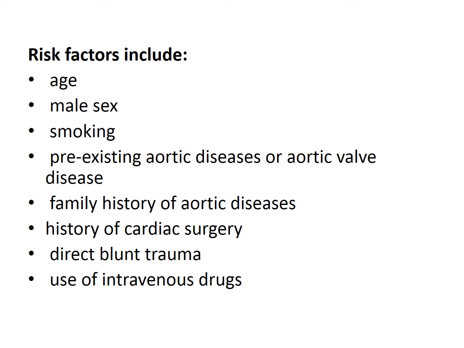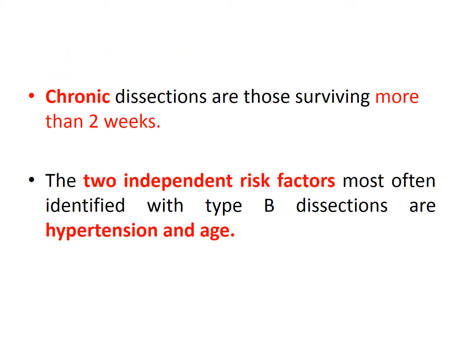Risk factors for aortic dissection include increased age and male sex, a history of smoking, a history of pre-existing aortic diseases or aortic valve disease, a family history of aortic diseases, a history of cardiac surgery, a history of direct blunt trauma, or the use of intravenous drugs.